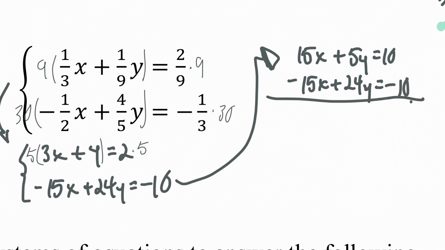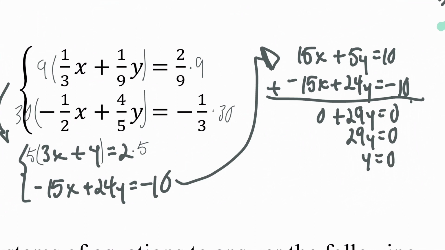Okay. So when I add those together, I get 0x plus 29y equals 0. So 29y equals 0. So y equals 0. Okay. Now to get x, I don't have to use elimination. Like I said earlier, you can mix elimination with substitution. So let's actually do that. I'm going to take this 0 and plug it in, for y, into this equation.